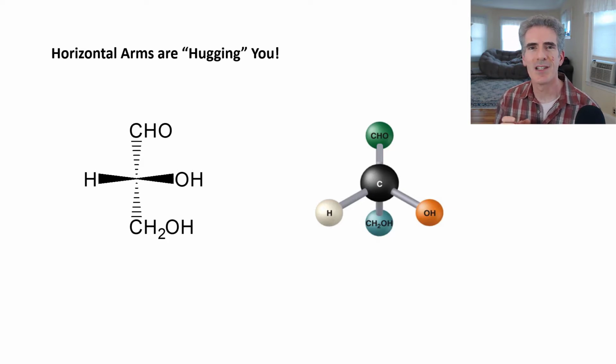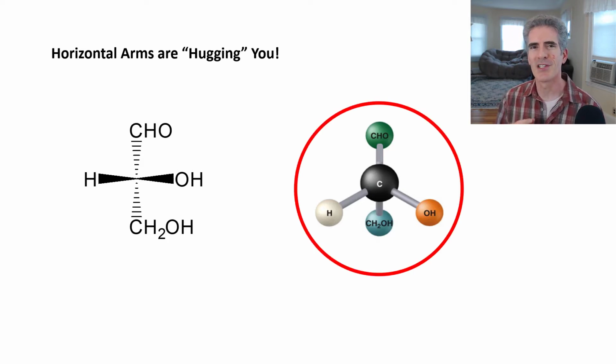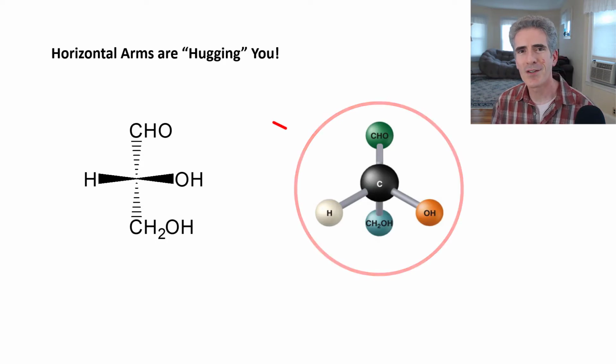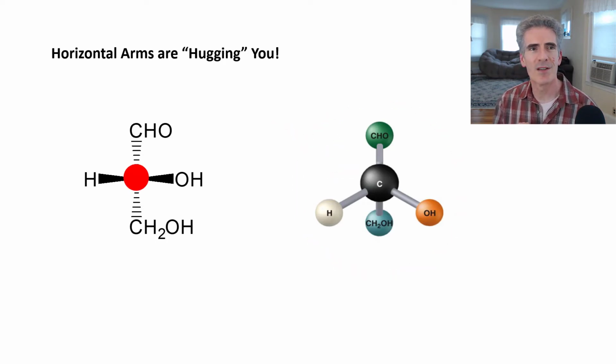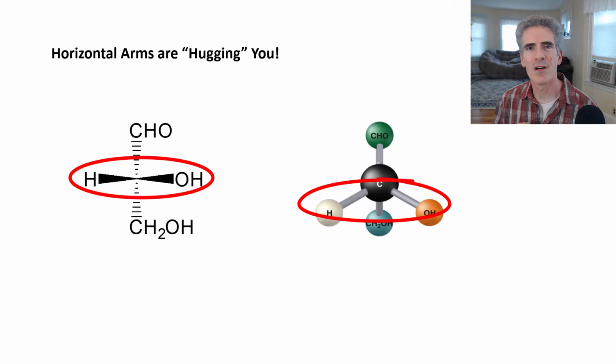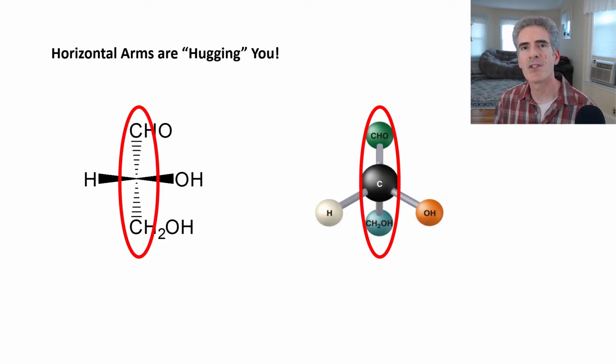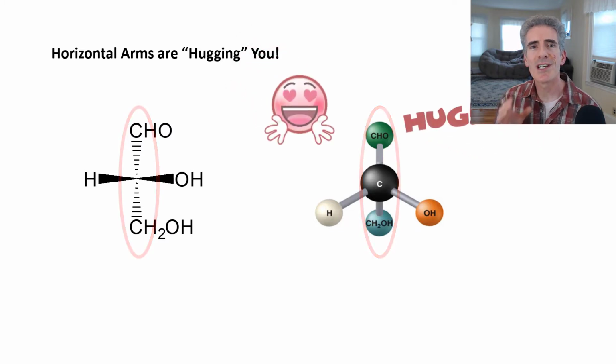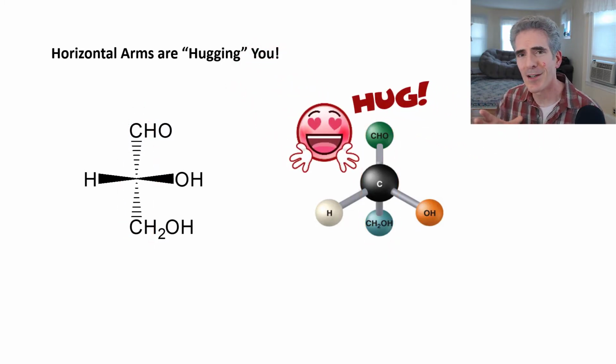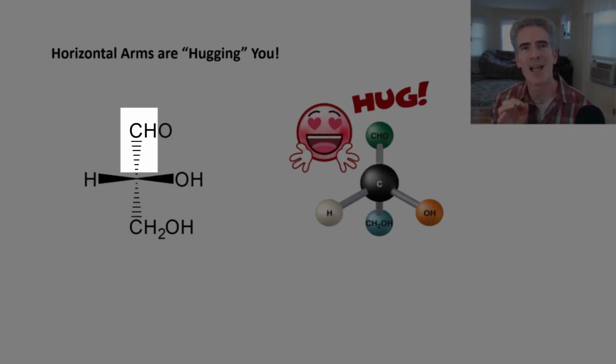So just to get an idea of what this might look like on a ball and stick molecule, check it out. Here's a carbon in the middle. That's representing this. And see how the horizontals are projected forward? That's the hug. And then the vertical spine is going backwards. So just think of Fisher projection as a hug. But the main thing here is this idea of this alternating wedge, dash, wedge, dash.